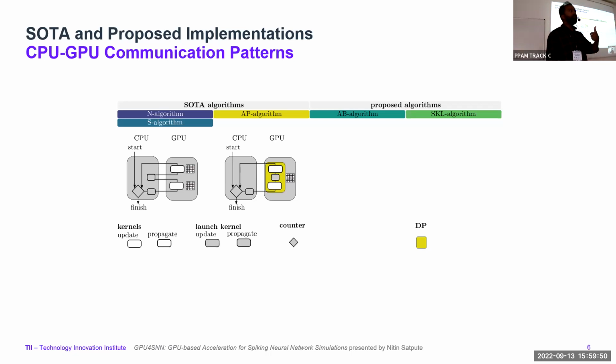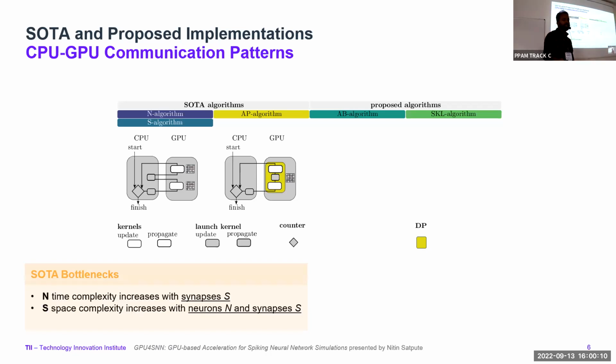The number of synapses and neurons can be way larger than the hardware resources available on the GPU or the number of GPUs. So that's why this particular algorithm degrades the performance when your number of synapses and number of neurons are way larger compared to the hardware resources on the GPU.